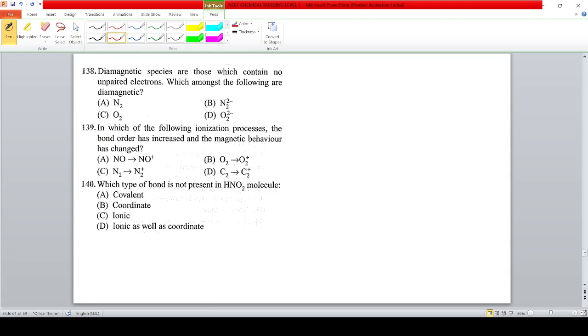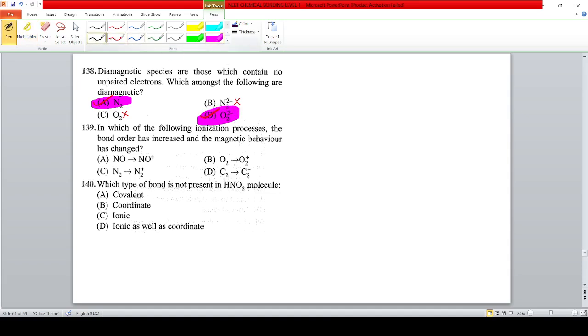138. Diamagnetic species are those which contain no unpaired electron. Which among the following is diamagnetic? Just now we saw, O2 2 minus is diamagnetic. Also, N2 is also diamagnetic. This one alone is not diamagnetic. N2 2 minus is not diamagnetic. In question 138, both of them are diamagnetic. Option 1 and 4, both are diamagnetic.